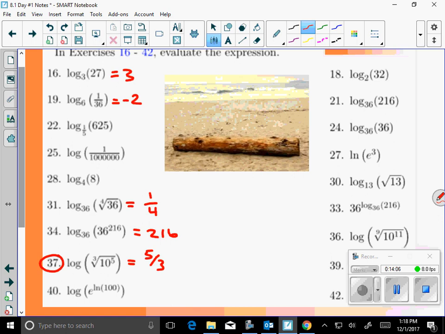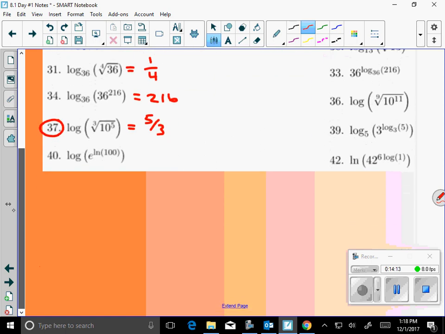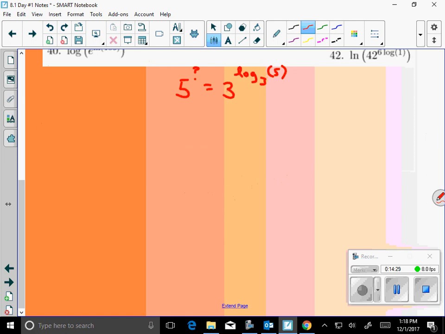39. How about 39? Let's do it. Oh, yucky. Okay. I want to know what this is going to equal, right? So 5 to what power would equal 3 to the log base 3 of 5? Okay, this is a good problem. I like it.